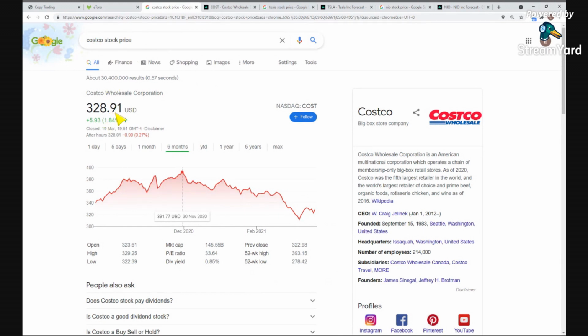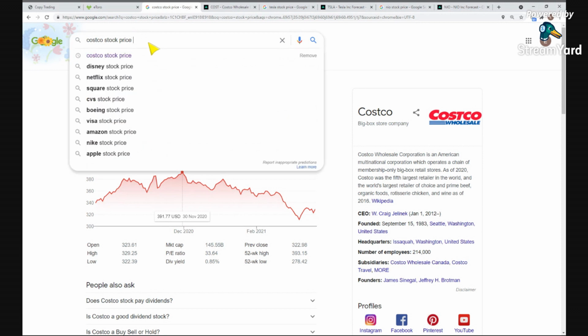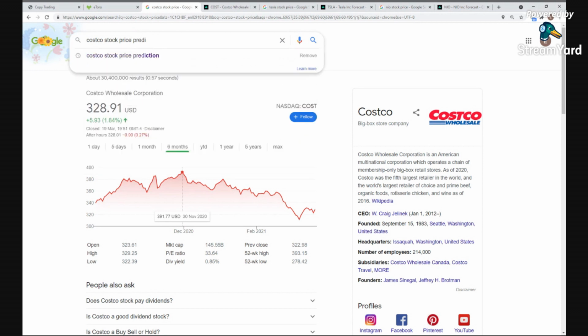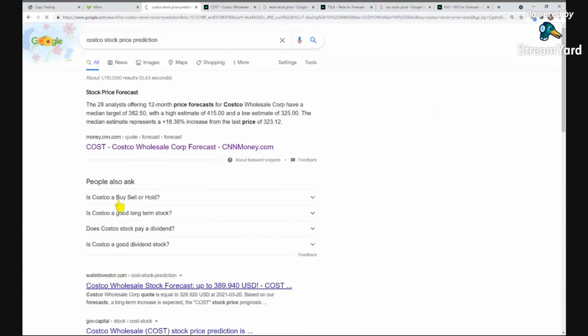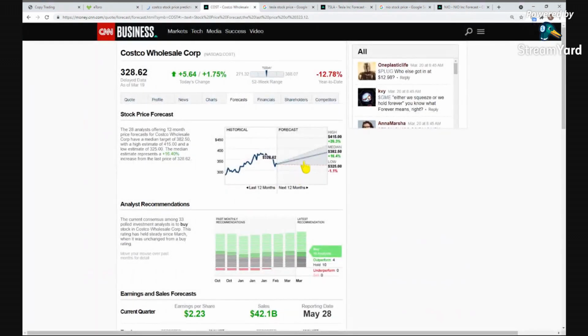But I use another website. I just type in Costco stock price prediction, and this website comes up first, money.cnn.com. So I go over to money.cnn.com and I look at what the analysts' stock price forecast for the next 12 months is. And I look at the median price. For me, the median price is what the stock is actually worth, in my opinion. Okay, so they're saying the low it can go down to is 325, but the median is 382.50.